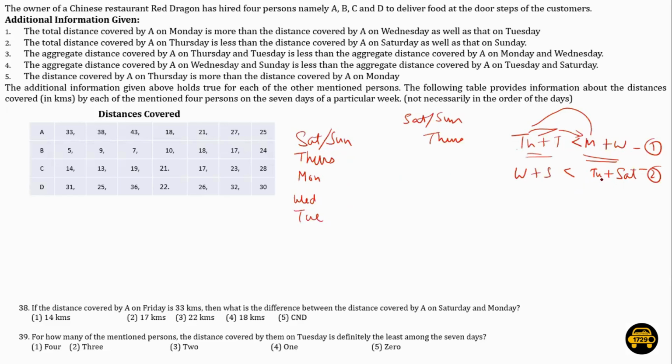Now for Saturday, Sunday, let's write this equation. Wednesday plus Sunday is less than Tuesday plus Saturday. Now we know Wednesday is already greater than Tuesday. Here, Wednesday is already greater than Tuesday. Still, this side is greater. So this can happen if and only if Saturday is greater than Sunday.